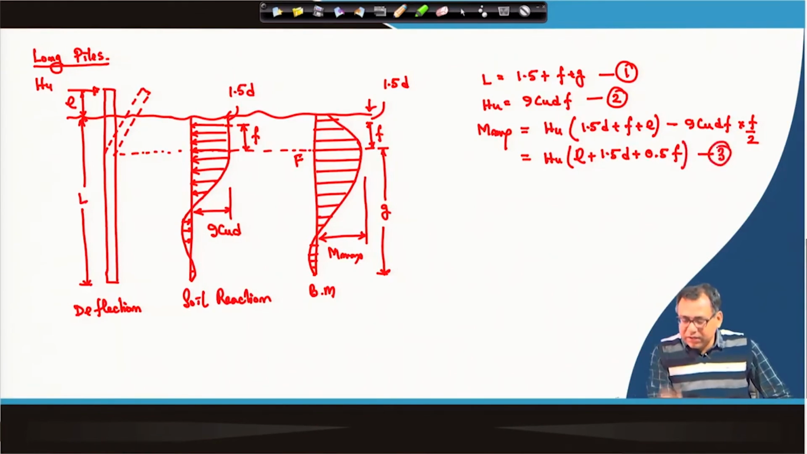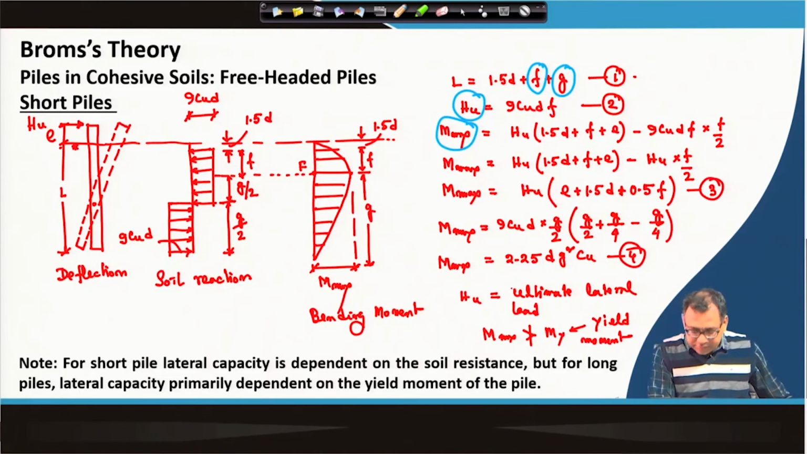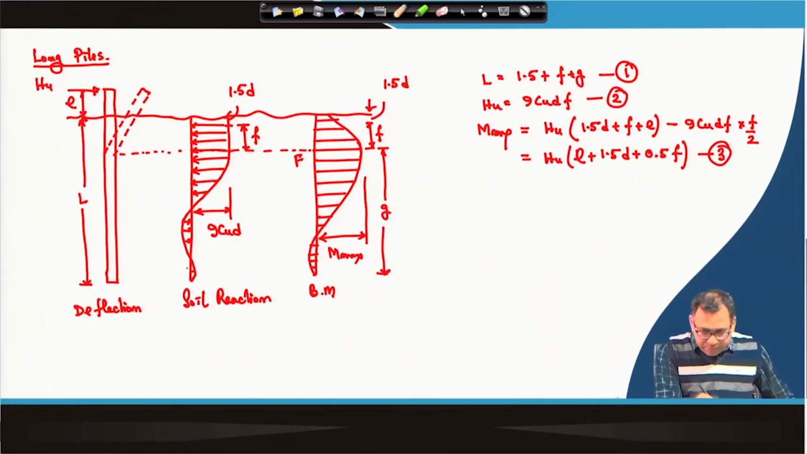What are the unknowns? Again, F is unknown, G is unknown, HU is unknown, M max is unknown. So there are 4 unknowns, but there are 3 equations, because equation 4 is not valid here for the long pile. In equation 4 lower part we cannot take that type of moment expression, because the soil reaction distribution is not uniform; it is different as compared to the short pile. So equation 4 is not valid. There are 3 equations for the long piles, but we have 4 unknowns.